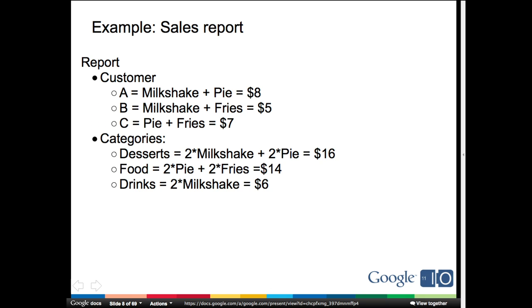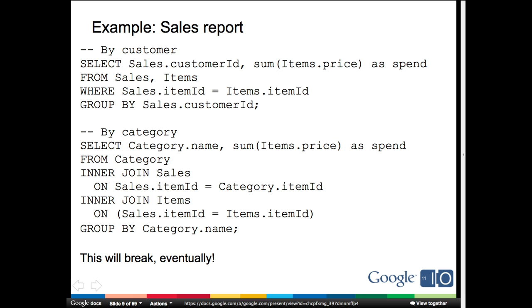Most of you would say, well, this is really easy. I'll just do a join of an SQL table. Here's the SQL that would do this. If you want to do it by customer, you just join the sales table to the items table and group by the customer ID. If you want to do it by category, you have to do a triple join. I'm sure someone in the room knows how to do this with no joins in SQL. I'm just trying to emphasize that you usually need multiple joins to do this kind of thing. So you join categories to sales and sales to items, and then you sum up by the item price.